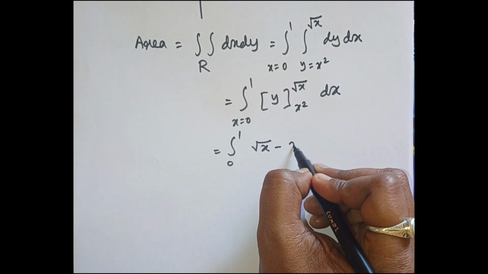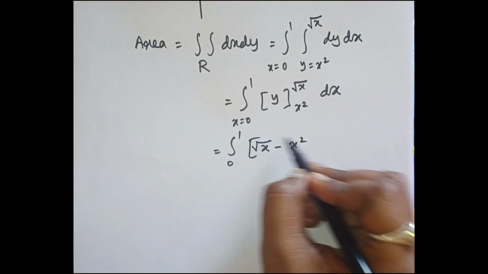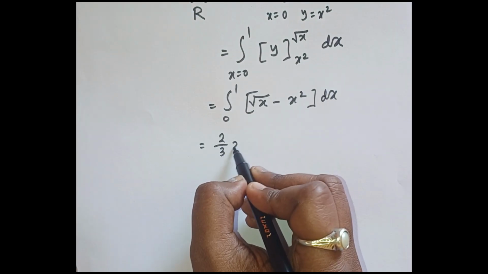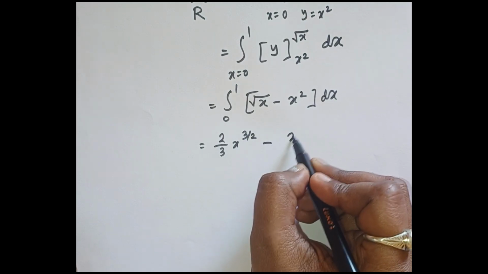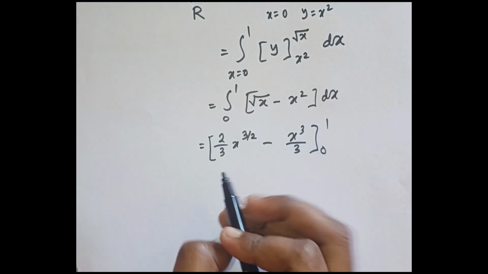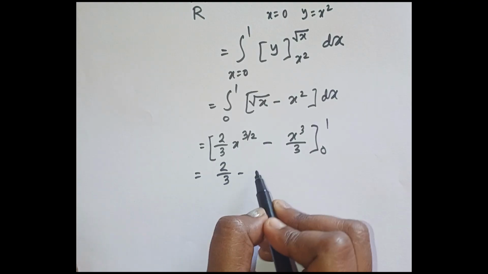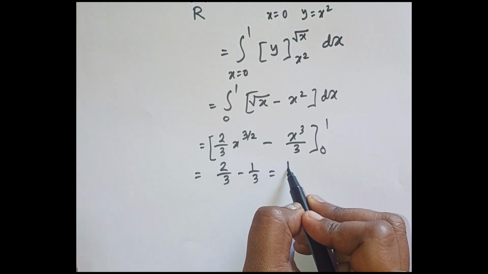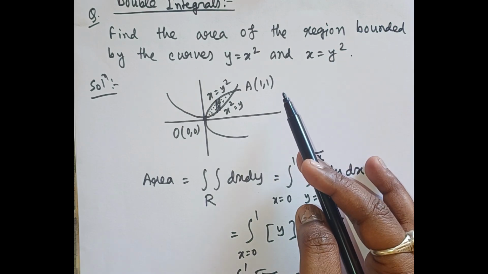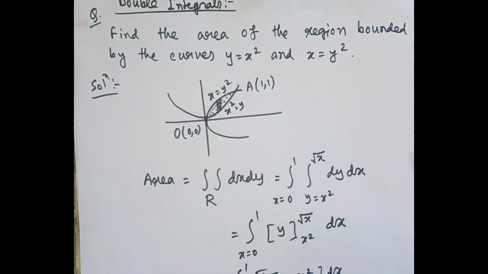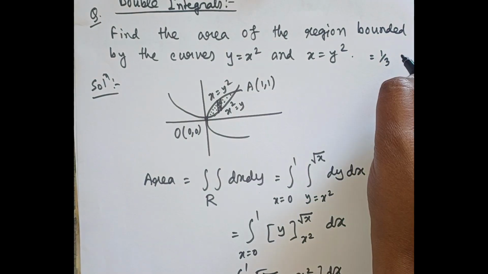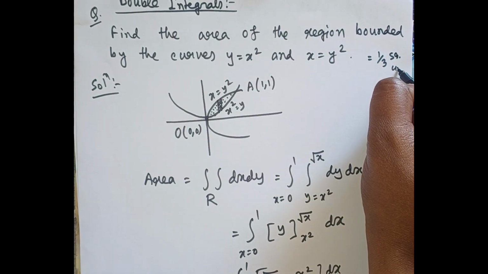Again, this is the integral of square root of x minus x square dx, and if we calculate this we get 2 by 3 x to the power 3 by 2 minus x cube by 3, with limits for x from 0 to 1. So 2 by 3 minus 1 by 3, that is 1 by 3, is the final answer. So the area of the region bounded by the curves y equal to x square and x equal to y square is equal to 1 by 3 square unit.